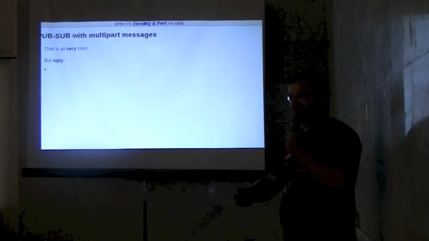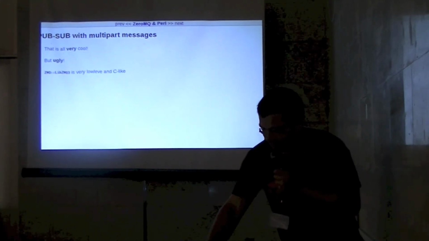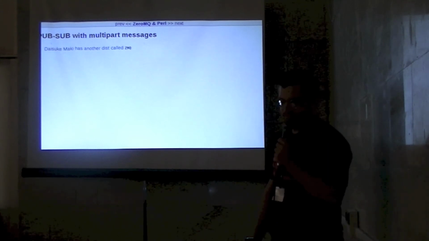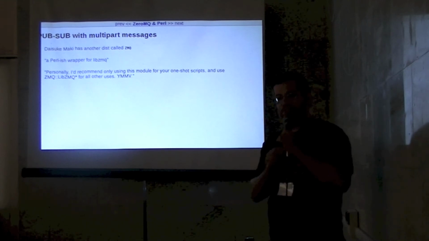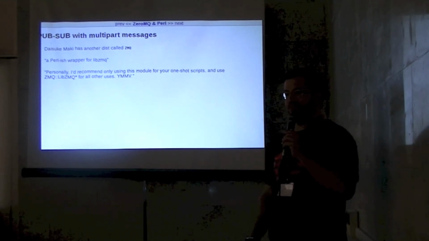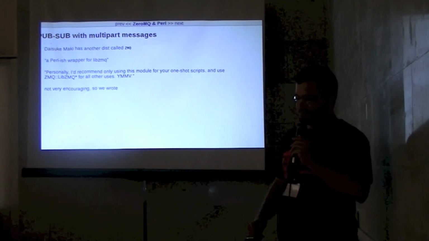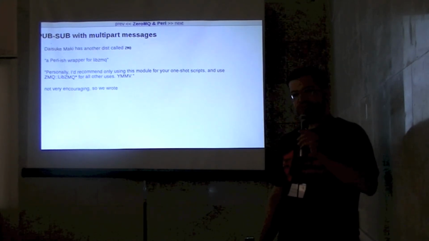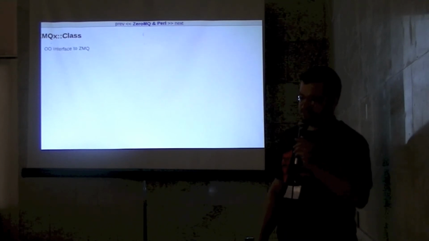So that's all very cool, but very ugly, as you've probably already suggested. ZeroMQ is very low level and very C-like. There's another thing called ZeroMQ, a Perlish high-level ZeroMQ, which the docs don't recommend using. I don't know why. Anyway, so that was very encouraging, so we wrote our own, which is called ZeroMQ class, inspired by DBIx::Class.